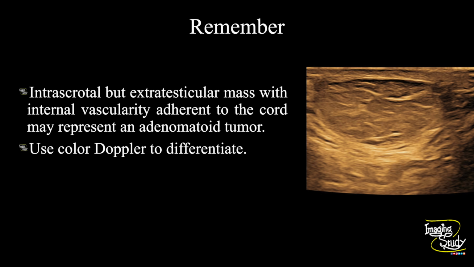Now the take-home message. If you see an intrascrotal but extratesticular mass with internal vascularity and the lesion is adherent to the cord, it may represent an adenomatoid tumor, which is far more common. In such a case, you can use the Doppler and see the vascularity to differentiate between adenomatoid tumor and lipoma. Usually the lipoma won't show you vascularity, but adenomatoid tumor will.